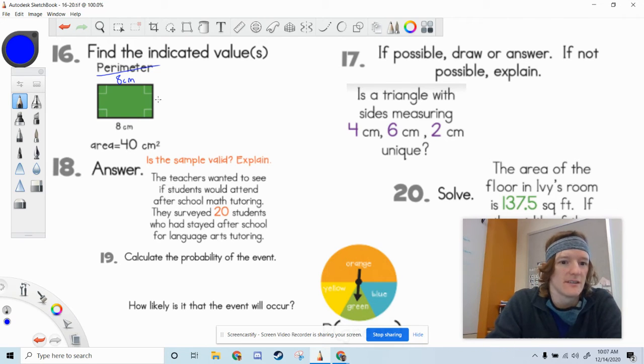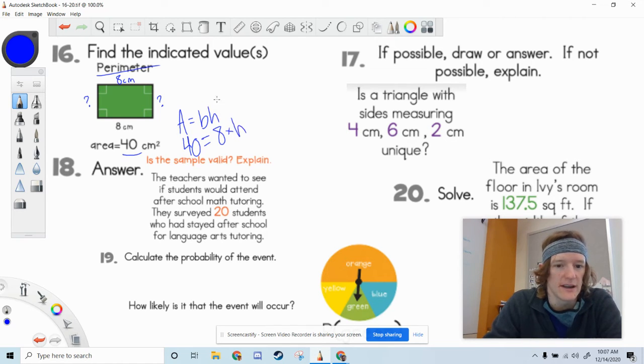And we need to find out what these two sides are. They do give us the area. Area equals base times height. They say that 40 is the area, and the base is 8 times the height. So what is the height of this shape using this equation? 8 times what is 40? That'll tell you what these question marks are. Then you can find the perimeter where you add all the sides.